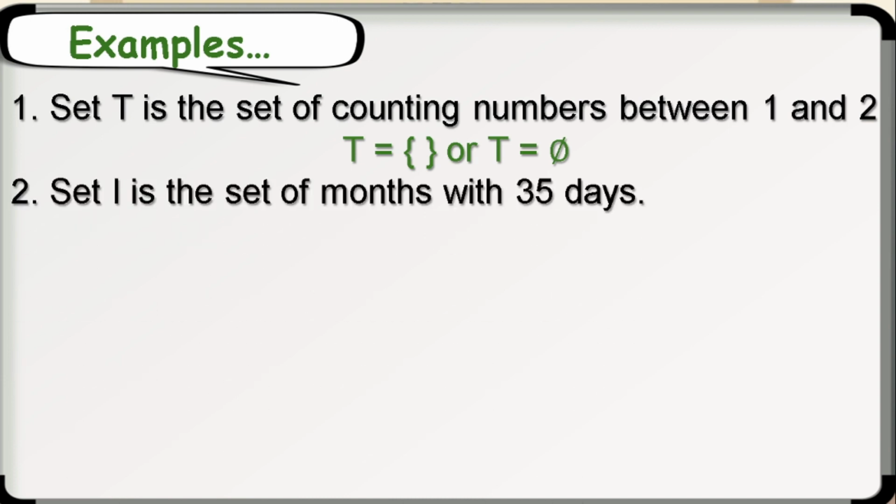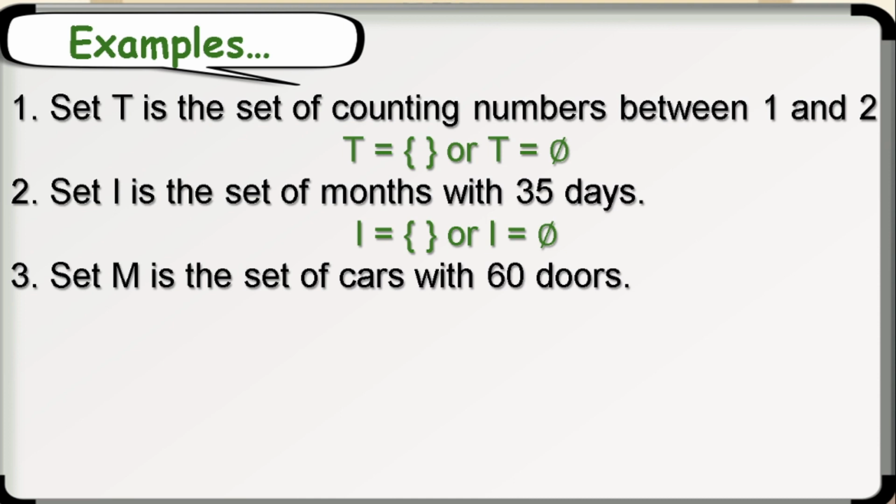Example number 2, set I is the set of months with 35 days. Set I is also a null set because we do not have months with 35 days. We only have 31 or 30 days in a month, and sometimes 28 days in a month. So, set I is a null set. Number 3, set M is the set of cars with 60 doors. Imagine what a car looks like if it has 60 doors. As of today, we don't have cars like that. Means, set M is a null set.